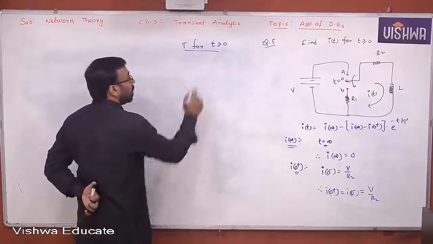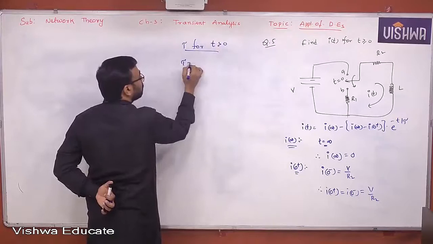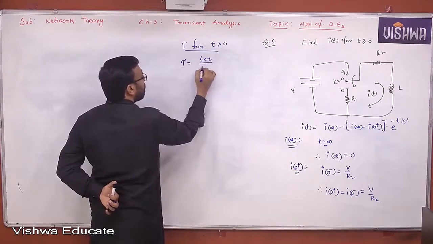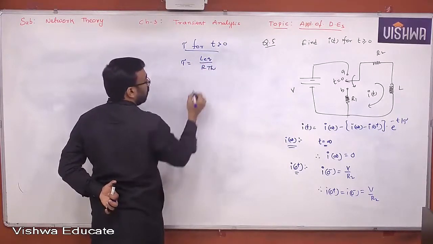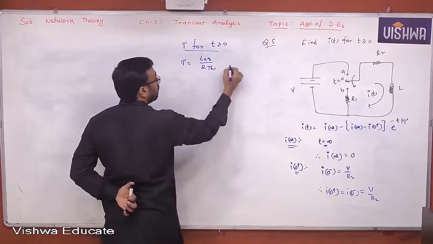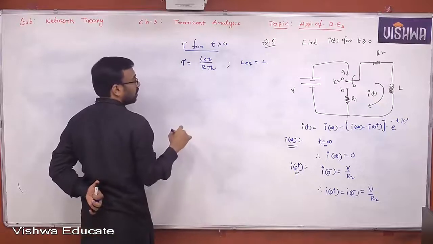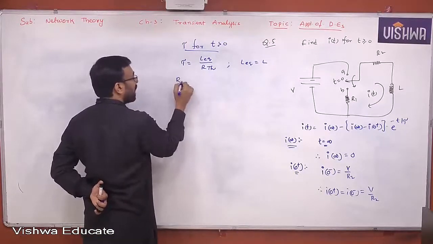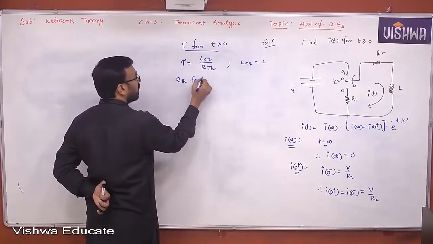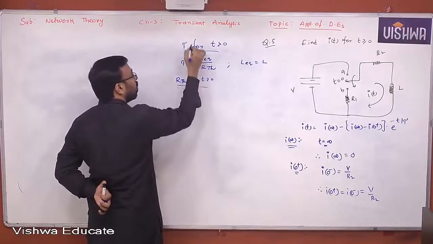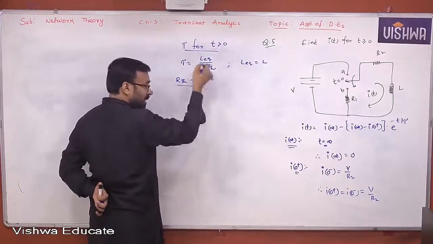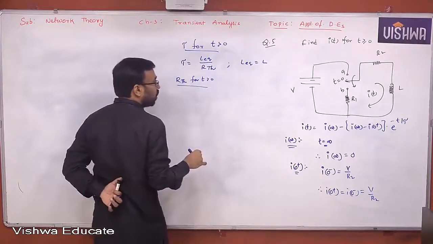Okay. Now, what is the tau formula? L equivalent by RTH. What is L equivalent? L equivalent is what actually here? L. We need to find RTH. Now, RTH should also be calculated for t greater than 0. See, tau for t greater than 0 is nothing but L by RTH, and RTH is also for t greater than 0. Now, how does it look? Tell me all of you.